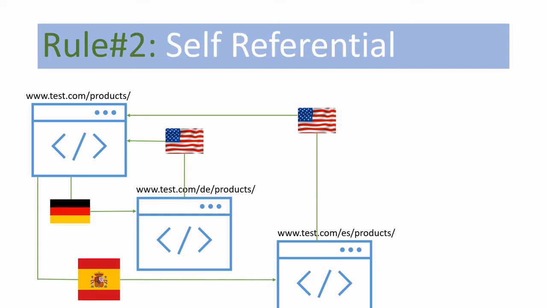The second rule is self-referential. It is not a mandatory rule, but it is a good practice of self-referencing. So in my default version, I want to self-reference the English language, in my German version, I want to self-reference the German language, and in the Spanish version, I want to self-reference the Spanish language. Not only the language, if you are using the country code, you can use the language and country code at the same time.